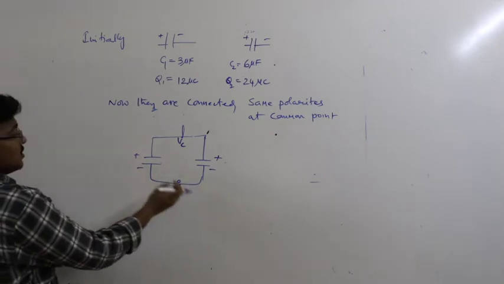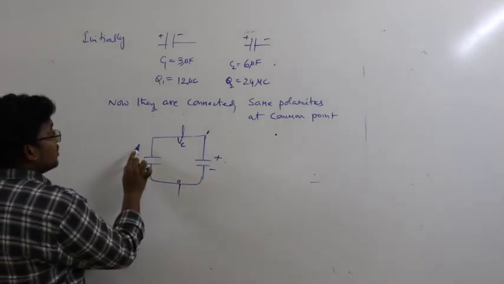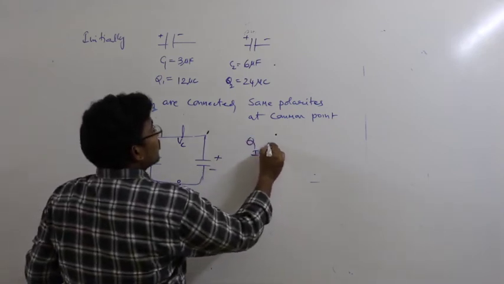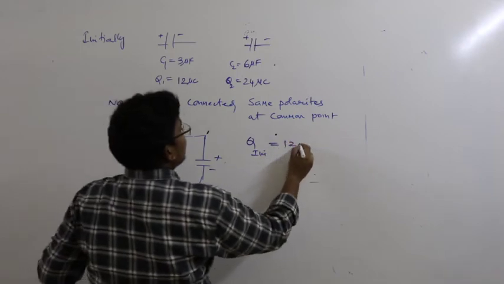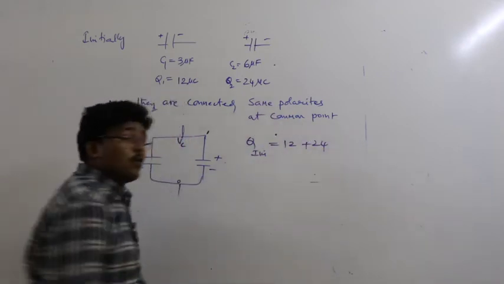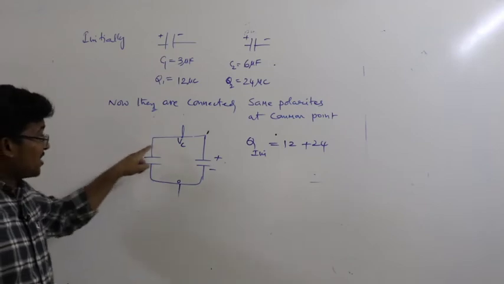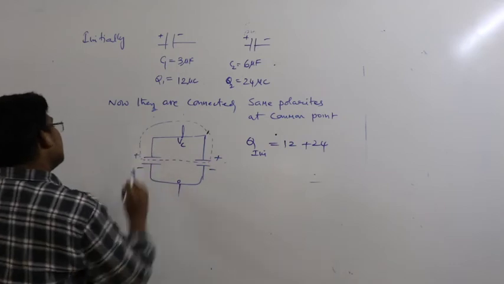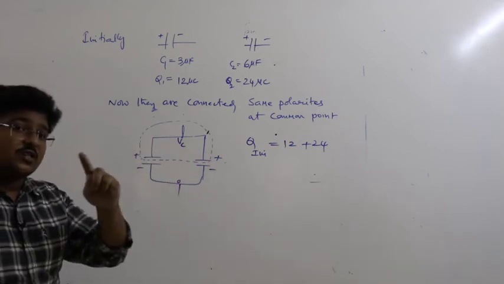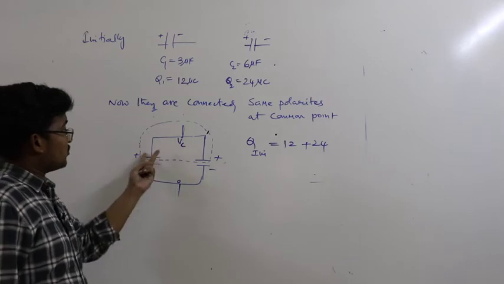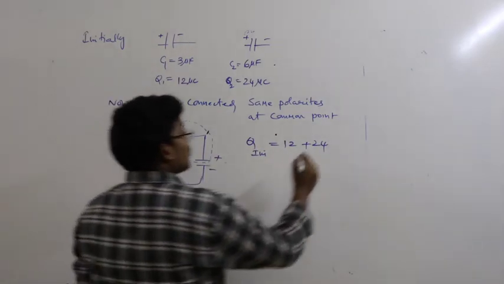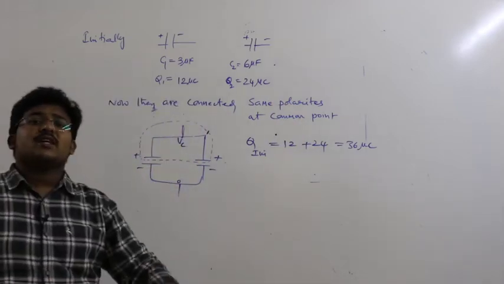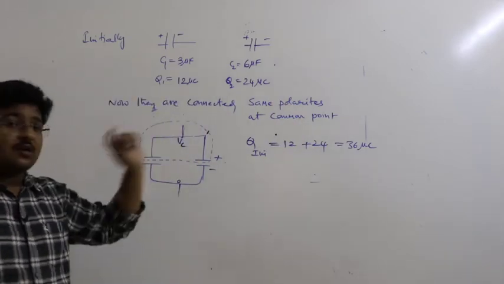Now as they are connected, you know, what is the total charge? What is the initial total charge? Initial total charge will be, this is 12, plus this is 24. Sir, why am I writing plus? Because plus plus is connected, at the node initial charge is equal to final charge. So this is plus, this is plus, that is why I have added the charges. Now what is the total charge? 36 microcoulombs. Now this 36 microcoulombs they need to distribute when they are connected in parallel.